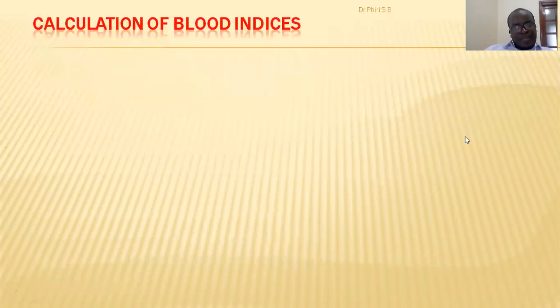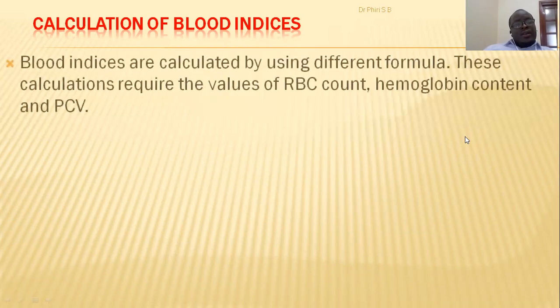Okay. So how do you calculate the blood indices? Let's look at the significance of these blood indices and how you can calculate them. For each index that you're going to use, how can you calculate it, and what does that tell you? So let's start. In general, blood indices are calculated by using different formulas. You have a different formula for each and every blood index.